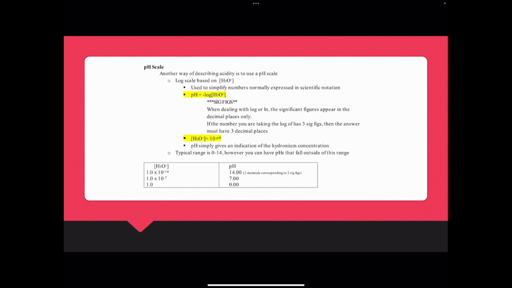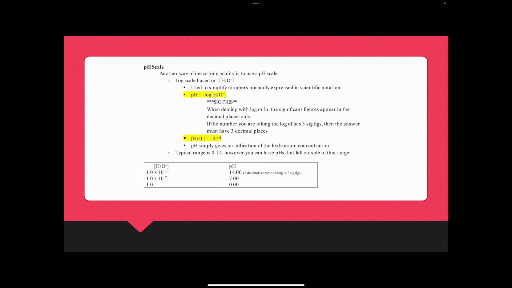Now we've got to be careful here with significant figures. When we're dealing with logs or natural logs, the significant figures appear in the decimal only. That's because the number before the decimal is based on your exponent. So if the number we're taking the log of has 3 significant figures, then our answer has to have 3 decimal places. And we'll look at examples.